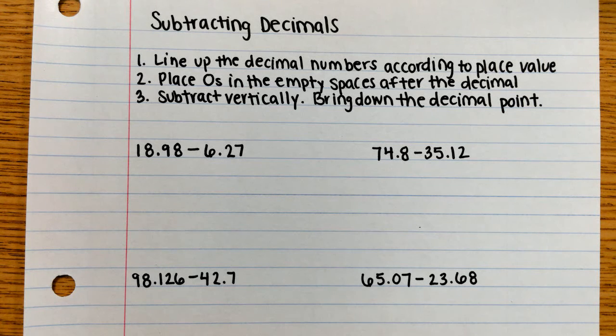Step 2, you're going to place zeros in the empty spaces after the decimal, so everything lines up nice and neat. Then you're going to subtract vertically and bring down the decimal point. In some of these examples, you might have to borrow, so keep that in mind as well.